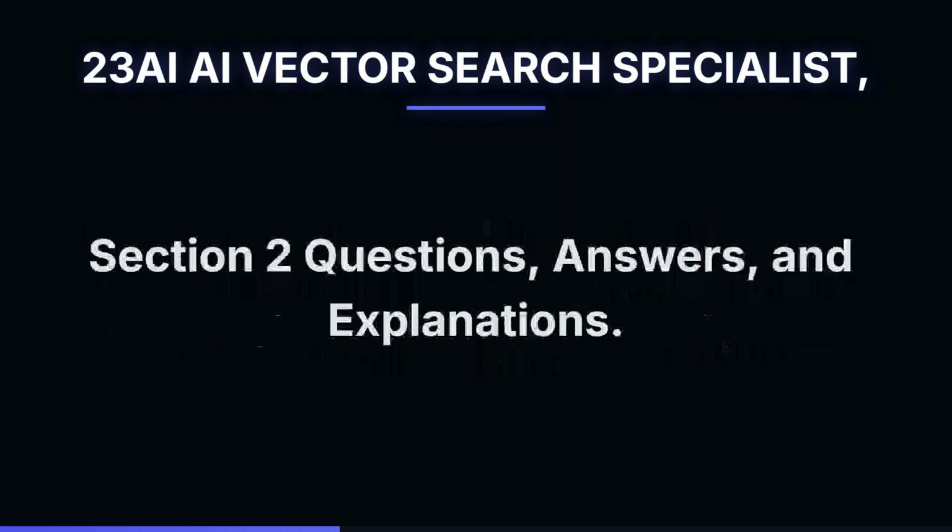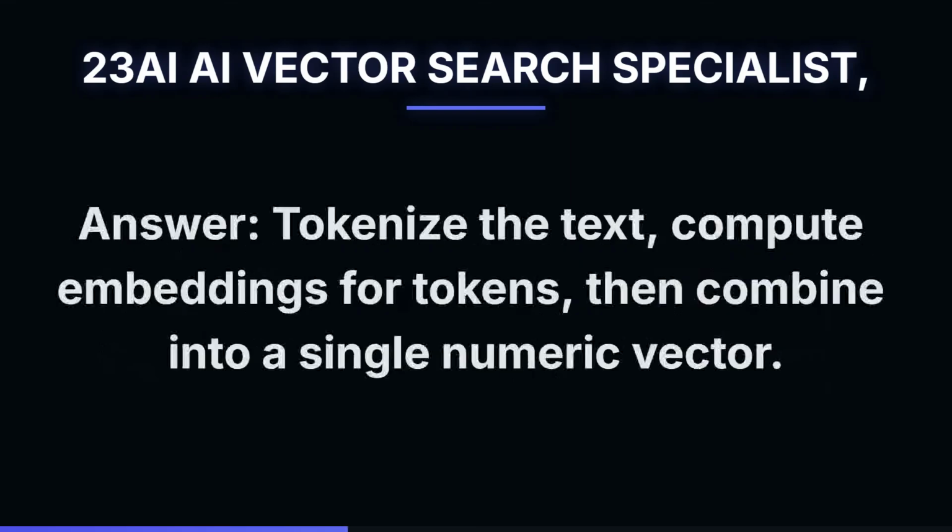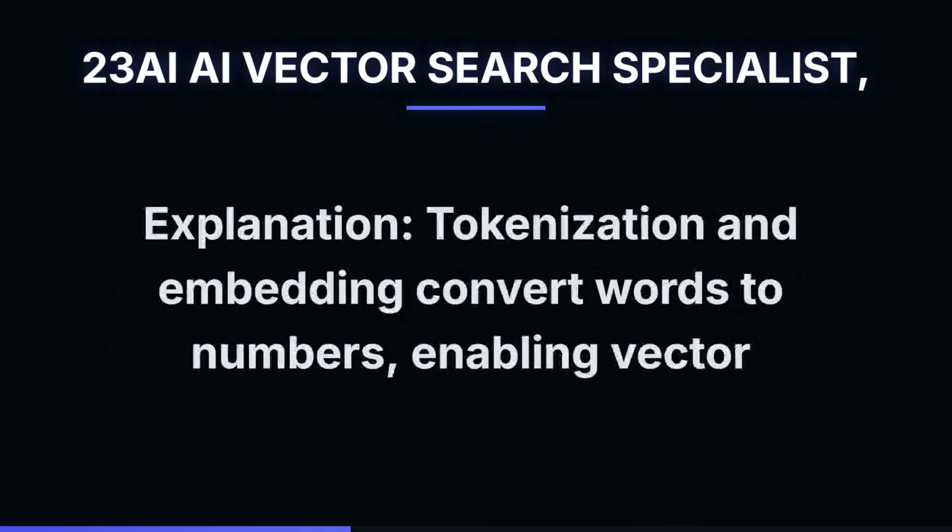Section 2 Questions, Answers, and Explanations. 1. How do you convert text into vectors for storage in the database? Tokenize the text, compute embeddings for tokens, then combine into a single numeric vector. Tokenization and embedding convert words to numbers, enabling vector comparisons in searches.